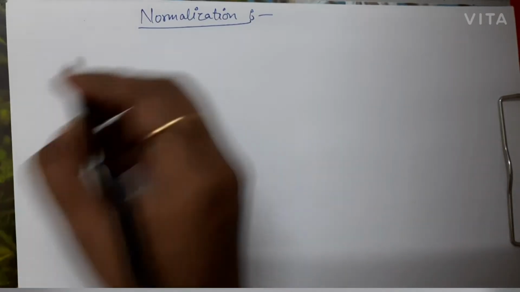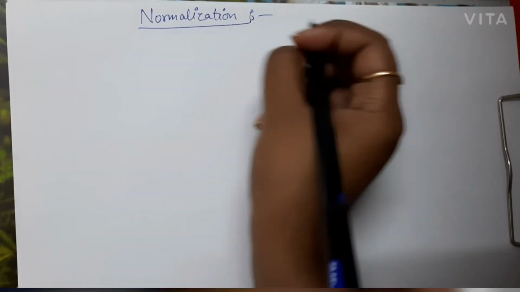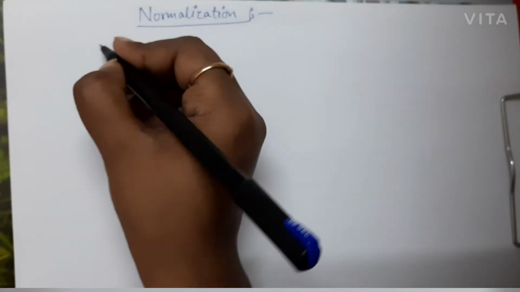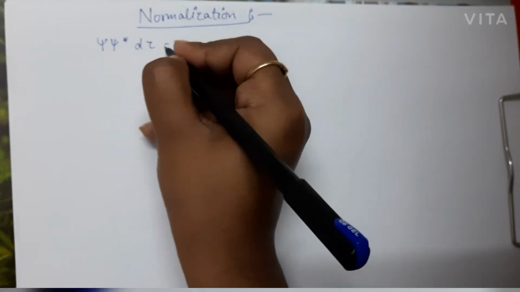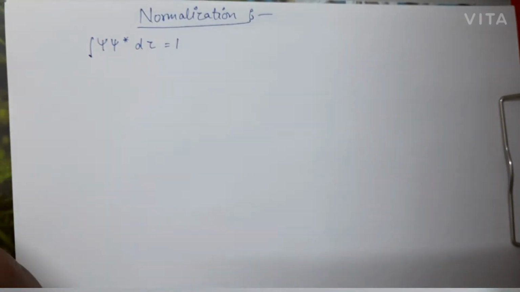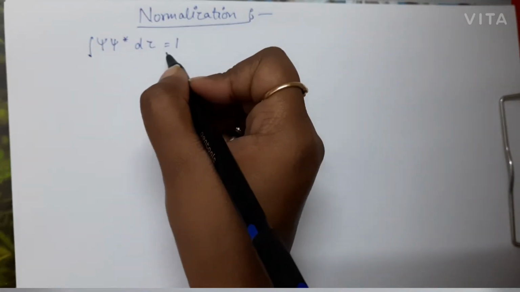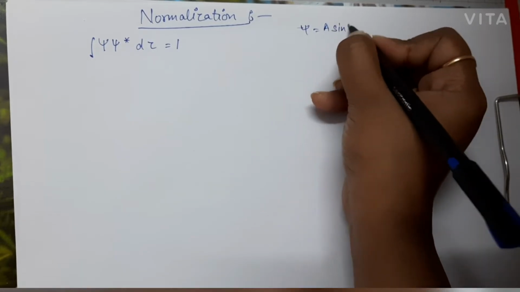So in the previous video we were on the topic of particle in a 1D box and we were discussing the normalization of wave function. We will be using the integration of psi psi star d tau equals 1. That way we will be normalizing the wave function psi equals a sine kx.